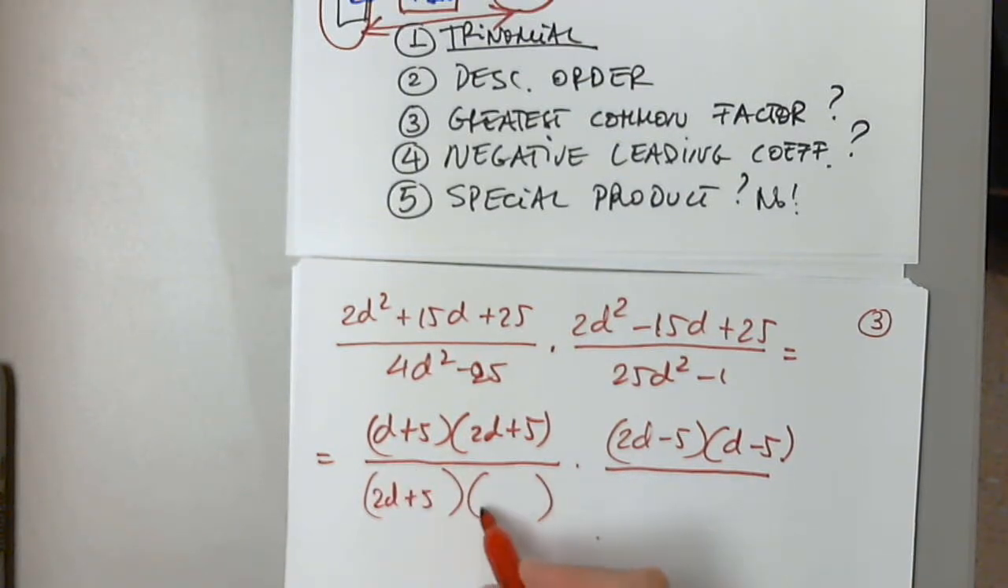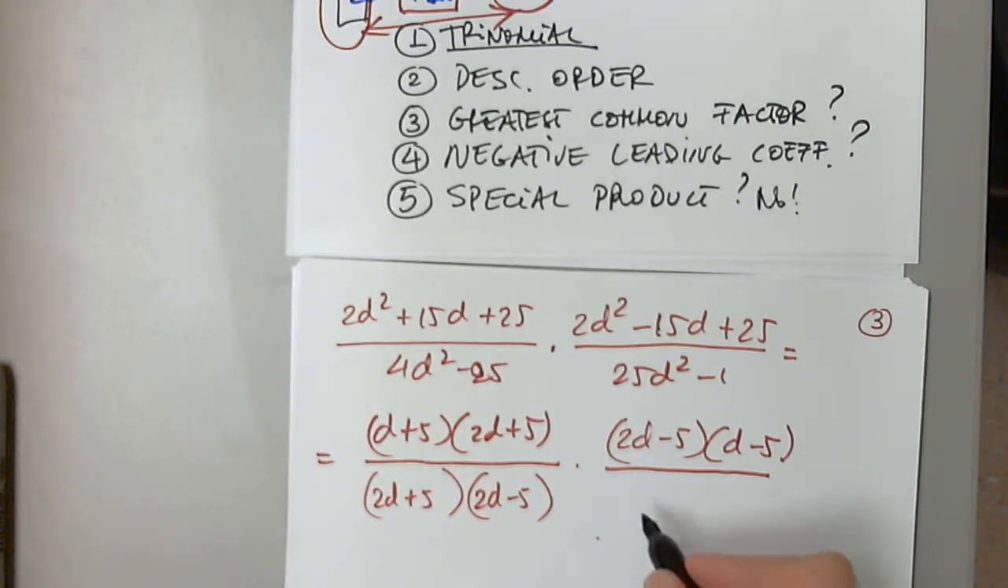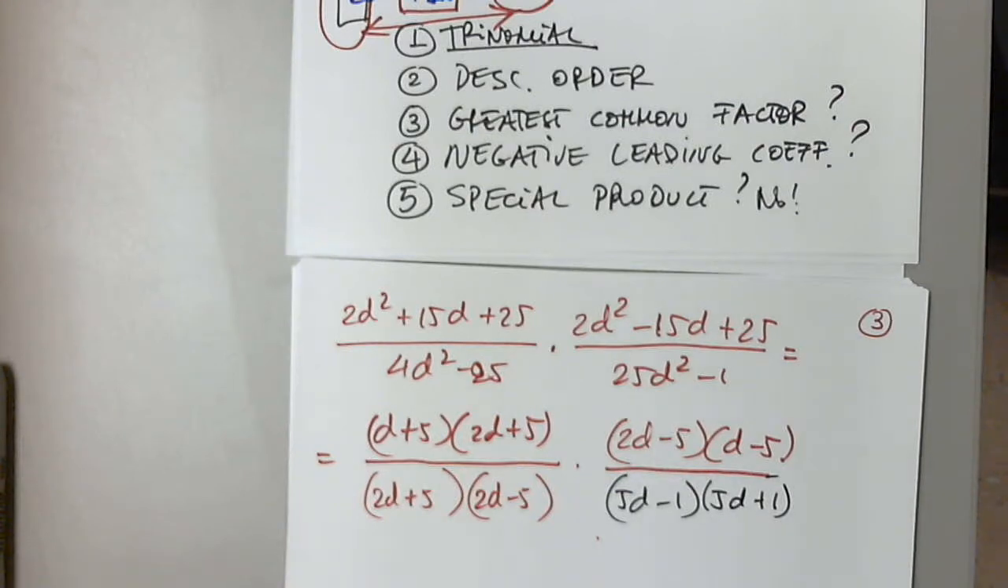2d plus 5, plus 5, 2d minus 2d minus 5. Do we all agree with that? Okay. So how do I factor now 25d squared minus 1? 5D minus 1, 5D plus 1. Yes. Does anyone have difficulties with this?